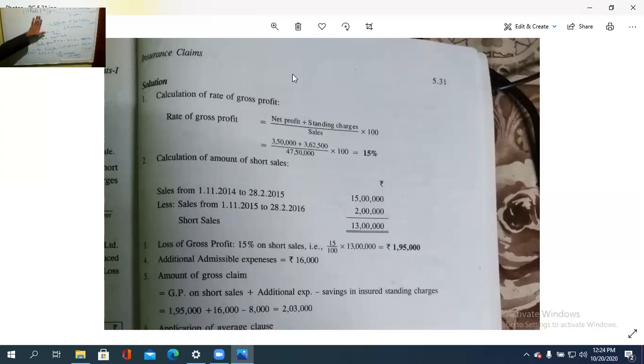Rate of gross profit is net profit plus insured standing charges divided by sales into 100. Then we got 15%. Then the amount on short sales we calculated, that is 13 lakh. Out of the 13 lakh, how much is the 15%? That is the loss of gross profit. എന്തുമാത്രം നഷ്ടമുണ്ട്? Okay. Next we are doing the additional admissible expenses.